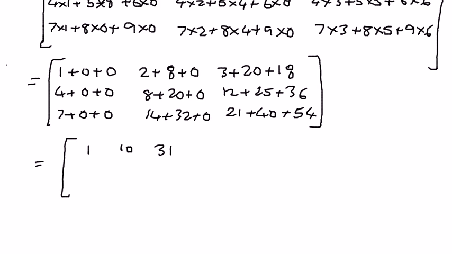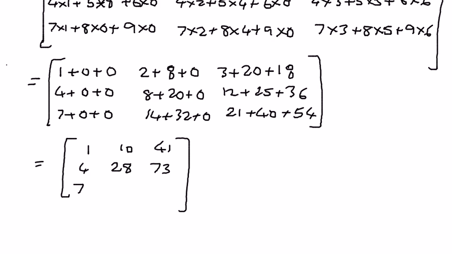31. So I think this is not 31, this should be 41. 3 plus 20 plus 18 is going to be equal to 41. Okay, then 4 plus 0 is 4, then 8 plus 20 is 28, and then we have 12 plus 25 plus 36, we have that coming up as 73.